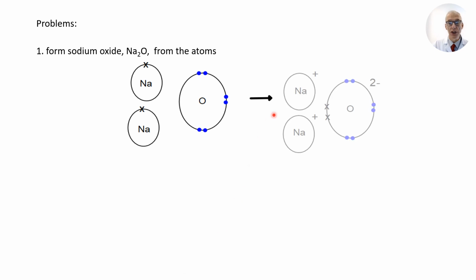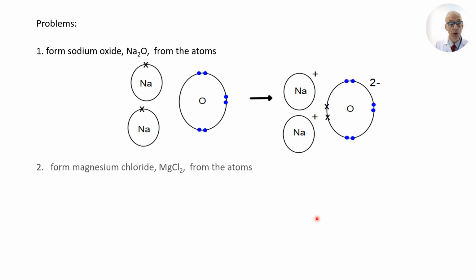Okay, so here is my answer. 2 sodium ions, each separately at +1. Oxide ion at 2-. So oxygen has gained 2 electrons, 1 from each of the sodiums. Second problem for you. Can you draw the atoms and the ions in the formation of magnesium chloride from its atoms? Pause, complete your diagram, come back to check when you are ready.